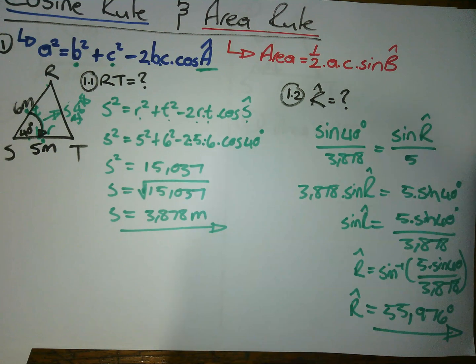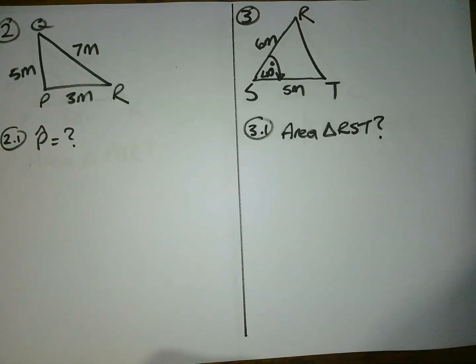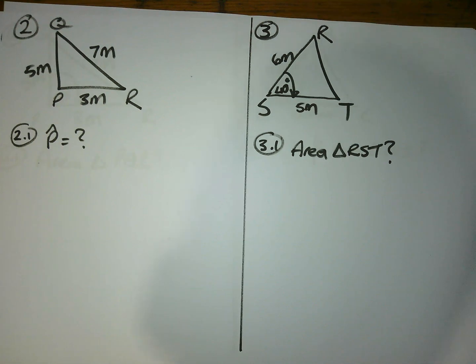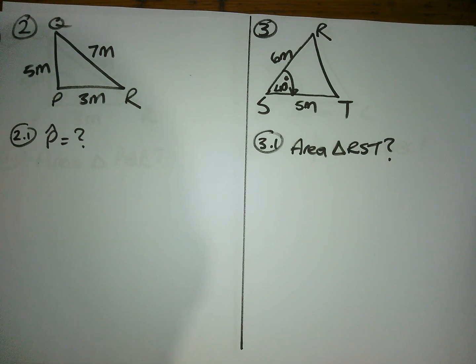Okay, so the next one. Next one is asking us for the size of angle P. So again, identify what you have. Sometimes they won't say use the cosine rule to calculate this, or use the sine rule. Maybe if you're lucky they do. But they normally won't tell you. You must know which rule to apply.